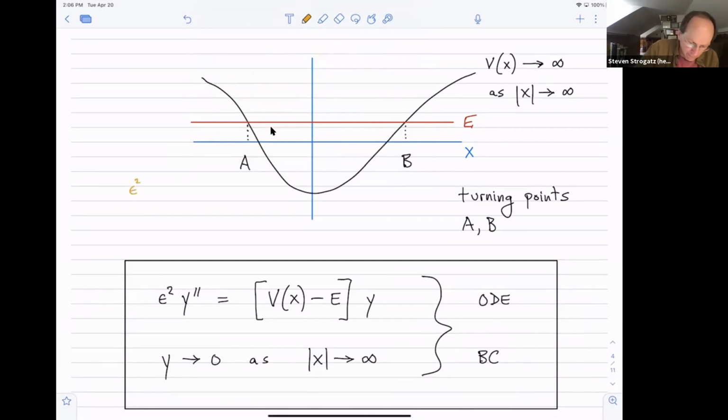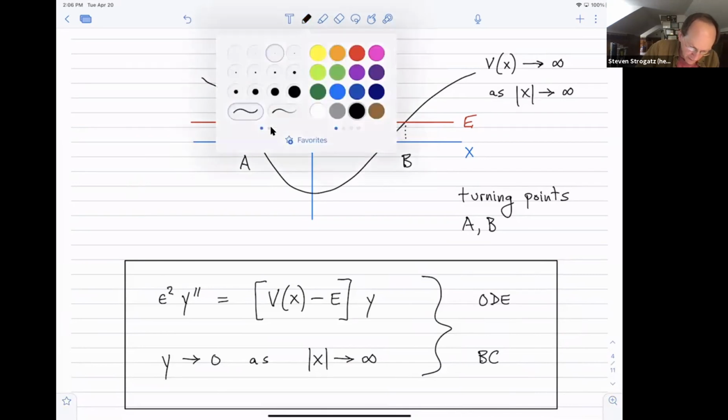let me not use that funny color. I was thinking that would be more visible than it is.